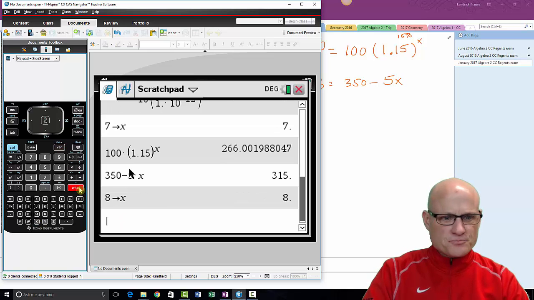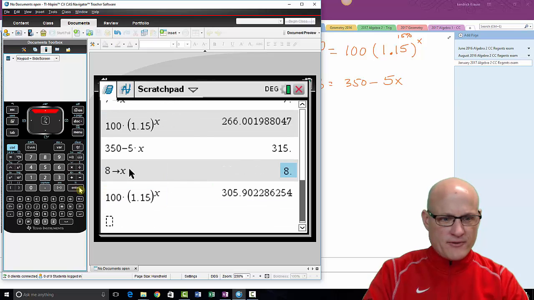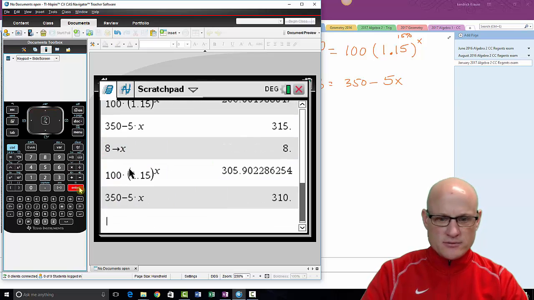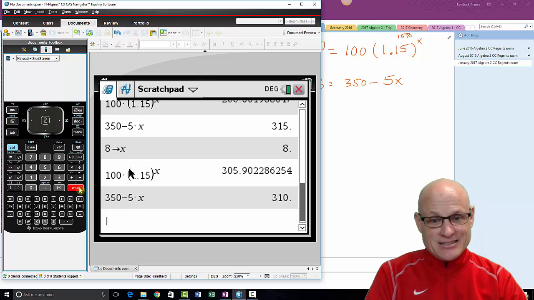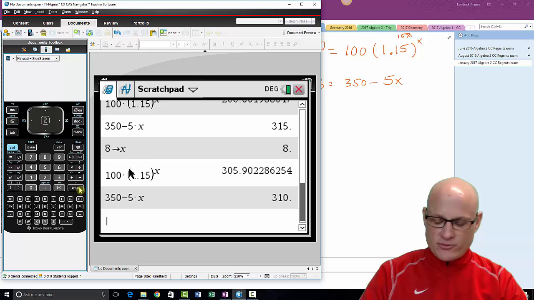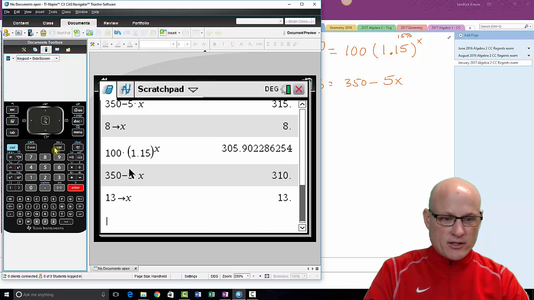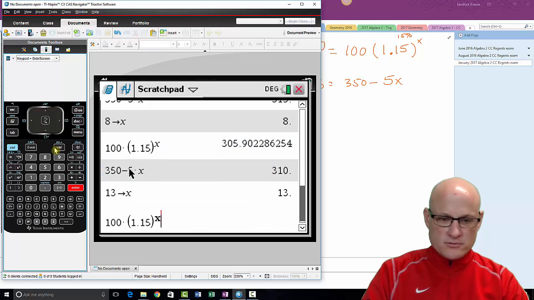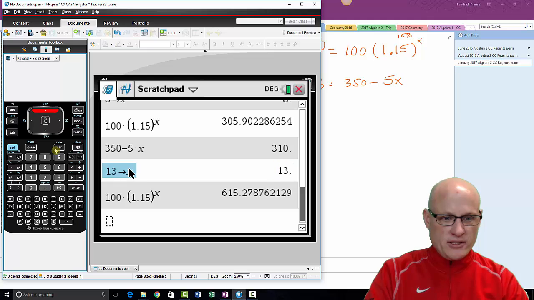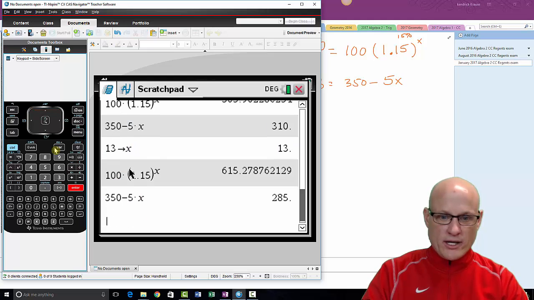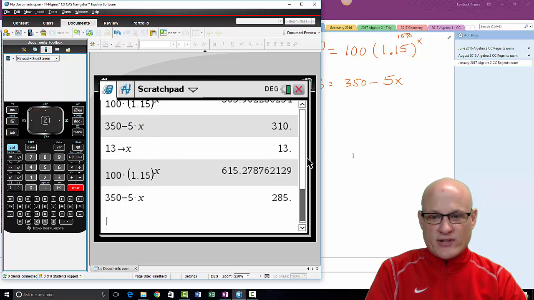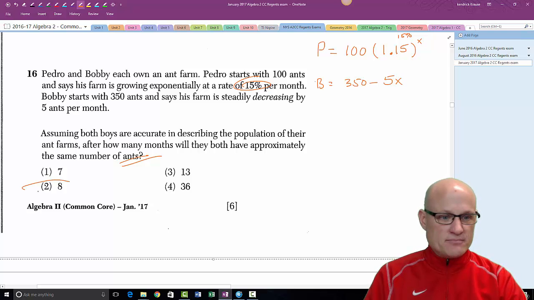Enter. Let's do Pedro. Pedro's got 305. And 310. That's pretty close. That's really close. What's the next one? 13. Oh, this one's going to be way off. It did say approximately, right? 615, and clearly the other one is going to be way lower. Okay, so obviously the answer is 8. The answer is 8 months.